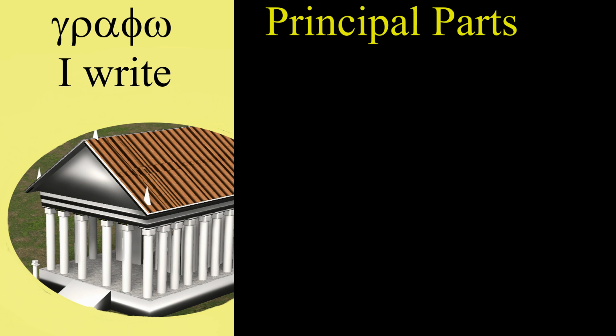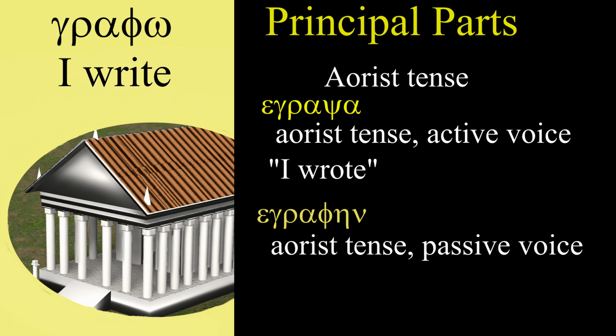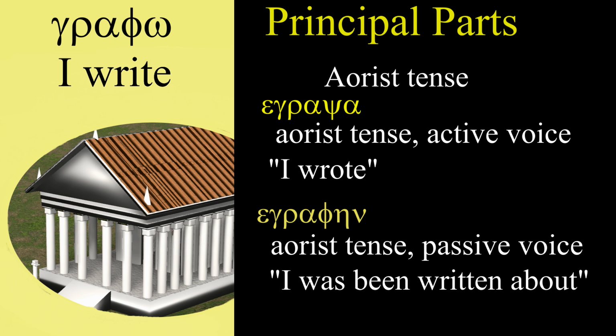Let's compare the two aorist principal parts and compare their voices. Grapsa is in the active voice, meaning the subject of the sentence is doing the action. This form here is I wrote. In contrast, graphin is in the passive voice, meaning the action is happening to the subject. So graphin is I was being written about.